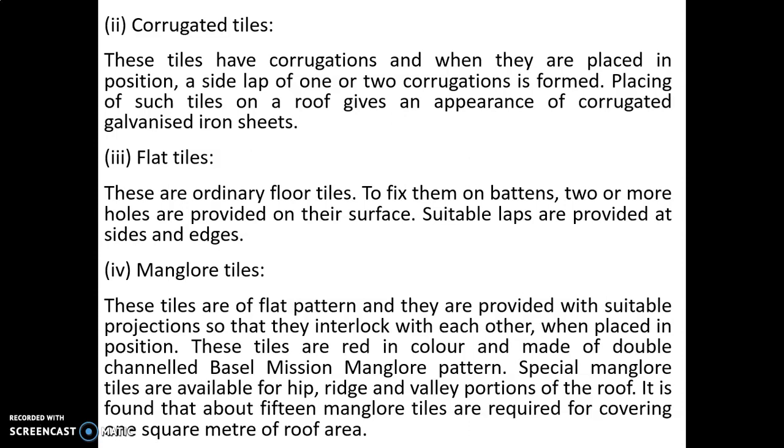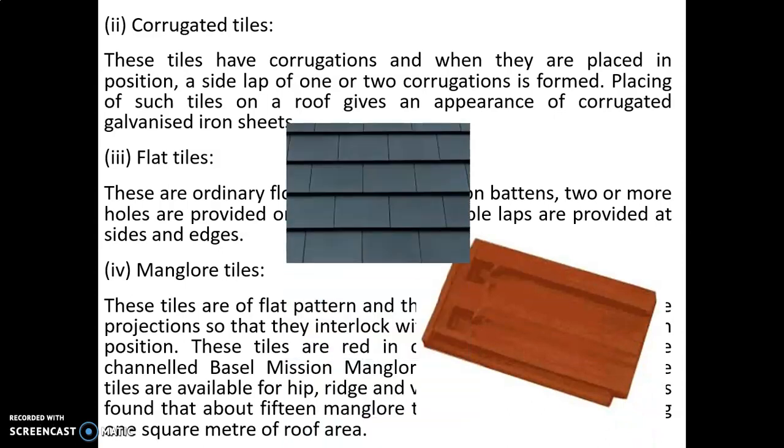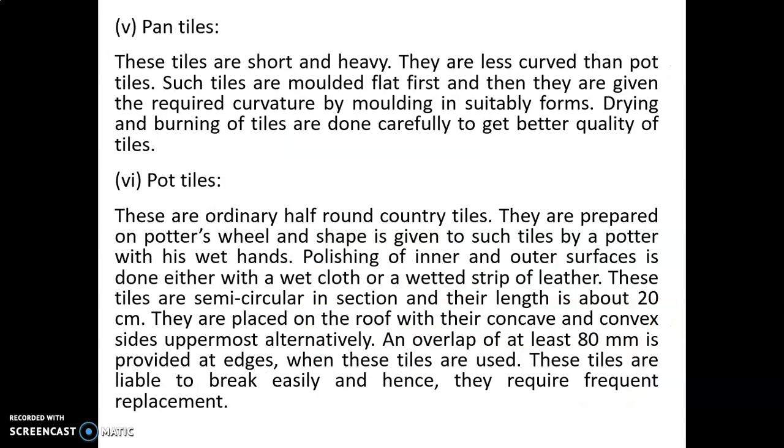Mangalore tiles. These tiles are flat pattern and they are provided with suitable projections so that they interlock with each other when placed in position. These tiles are red in color and made of double channeled Basel Mission Mangalore pattern. Special Mangalore tiles are available for hip, ridge and valley portions of the roof. It is found that about 15 Mangalore tiles are required for covering 1 square meter of roof area. The image shows the Mangalore tiles and the flat tiles. Pan tiles.